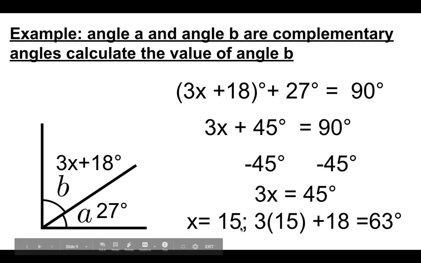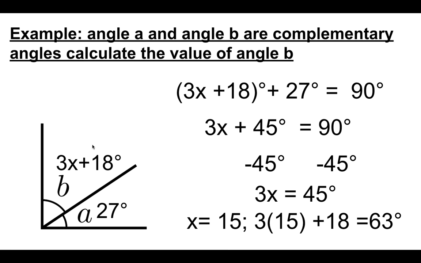And then I substituted my 15 back into my equation for angle B. 3 times 15 plus 18 is equal to 63. So that's one way to solve it. And remember, another way is, since I know both angles add up to 90 degrees, and I know that this angle here is equal to 27, based off the difference, this angle has to be 63 degrees. Another way we can solve these is to set 3x plus 18 equal to 63 and then solve for x that way.